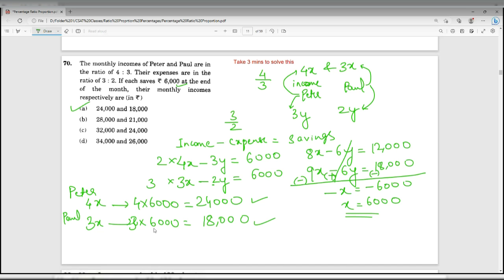The correct option is option A. I hope you have got this. If you still have any doubts, please ask.